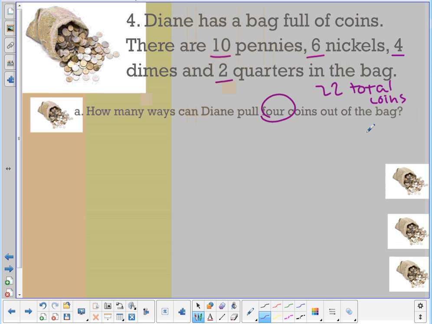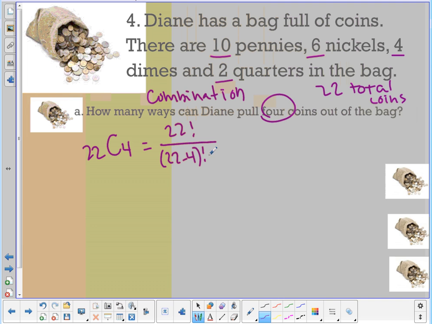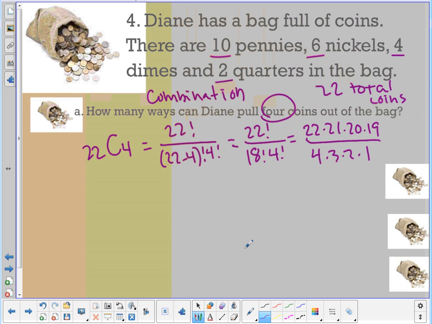Now, she's choosing 4 to be in a group. It does not matter what order she picks them in. It doesn't say anything about putting them in order or lining them up or anything. So I'm going to call this a combination. And that means I need 22C4. That's 22 factorial over 22 minus 4 factorial with an extra 4 factorial because it's combinations. 22 factorial over 18 factorial with an extra 4 factorial. That's 22, 21, 20, 19 over, the 18 goes away, but I still have the 4, the 3, the 2, and the 1. So now when I calculate all that out, I end up with 7,315.